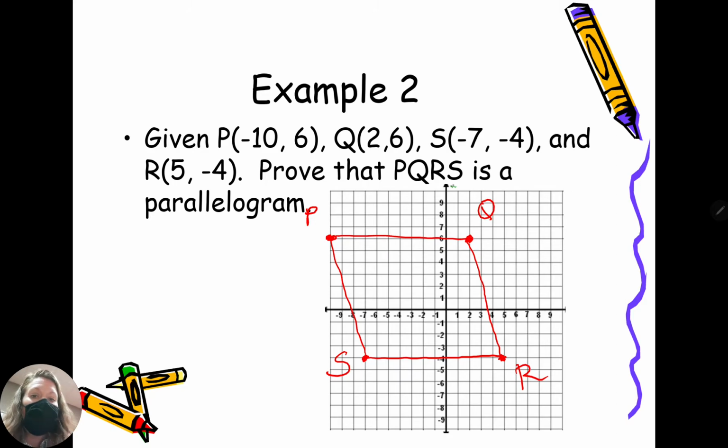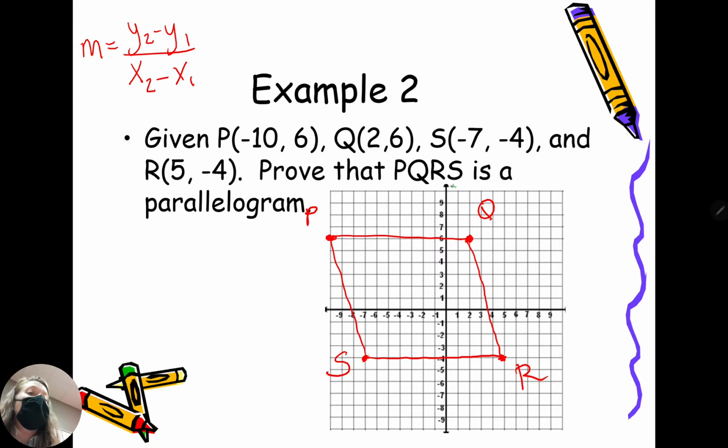Again, these are all different properties that you could use. But again, we're going to use slopes for everything because it will determine all of these shapes. So we're going to find the slopes of the opposite sides. Yeah? So there's a couple of ways we can do this. We can use our slope formula, so change in y over change in x. Or we can count it because it's a graph, right?